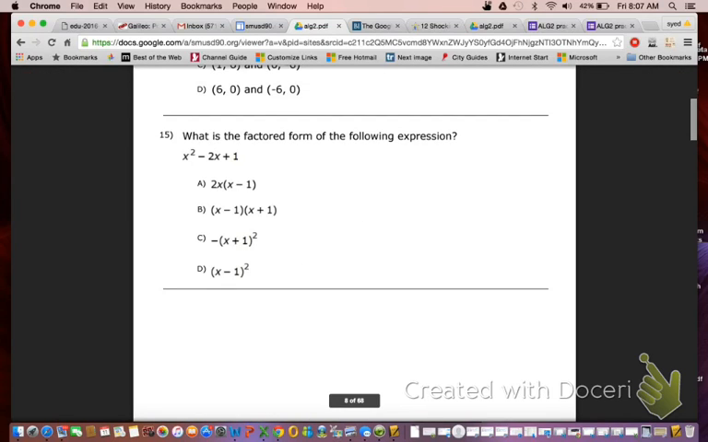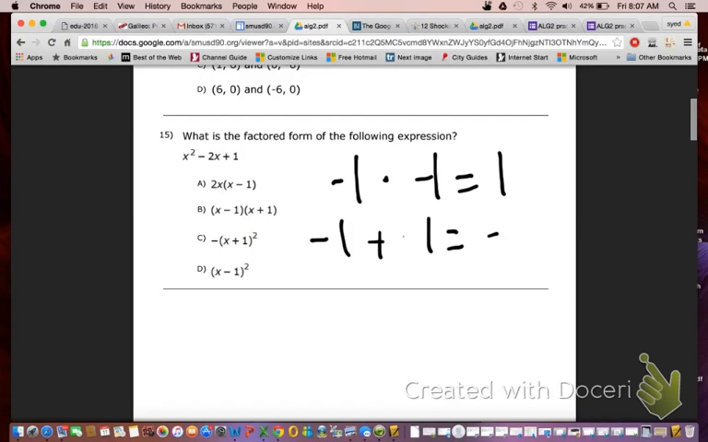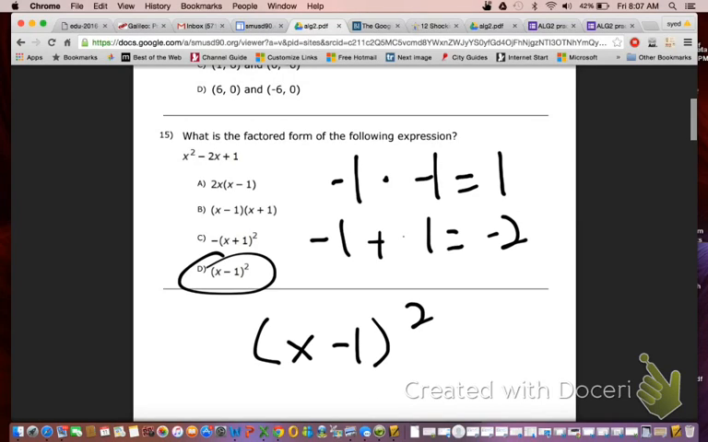So again, this is factoring. You should be able to do this for sure. What two numbers multiply to that and add to that? So -1 times -1 equals 1. So it's just x minus 1 times x minus 1, which is the same thing as that. So it would be that. You're just trying to factor it. You're not trying to solve it.